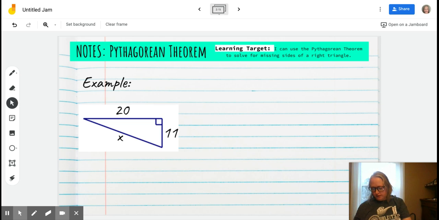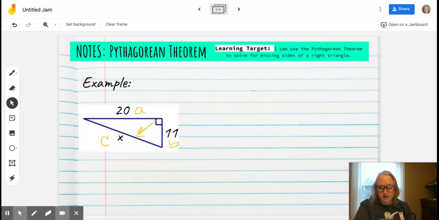So we are going to do our next problem where we are missing the hypotenuse. Remember, in the right triangle, the two sides touching the right angle are the legs, and the longest side directly across from it, x in this case, is our hypotenuse, and this is our missing side. So we're going to start and label A, B, and C. It really doesn't matter which is A and B, as long as C is always the hypotenuse.